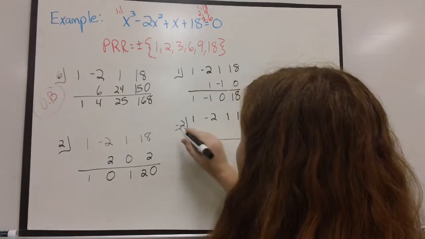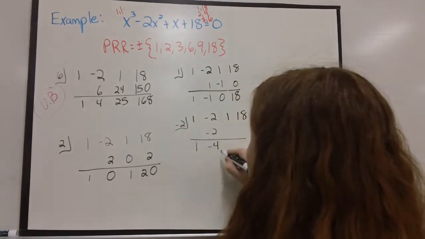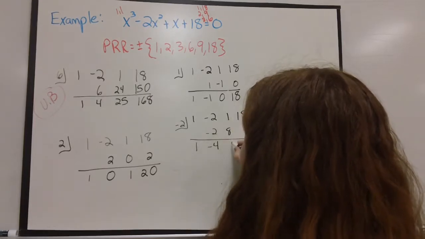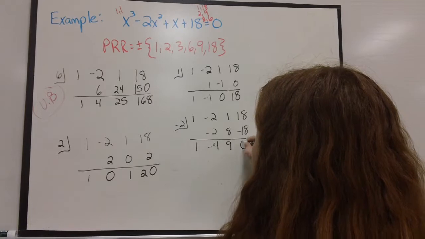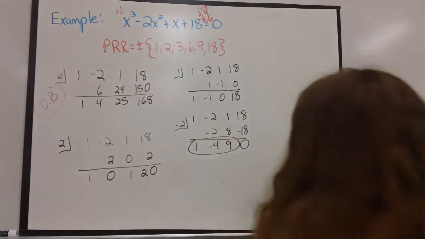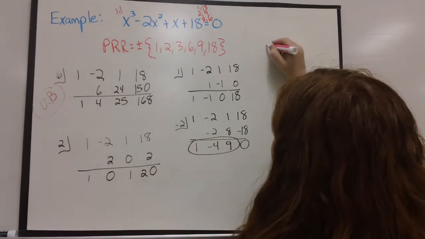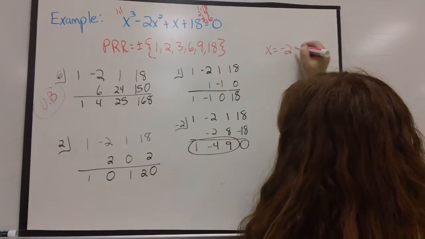Bring down the 1, multiply and get negative 2. Add and get negative 4. Multiply and get 8. Add and get 9. Multiply, oh looky here, add and get 0. I found one that works. So let's put that over here. X equals, and negative 2 is one of my solutions.